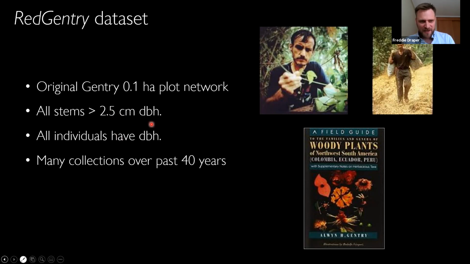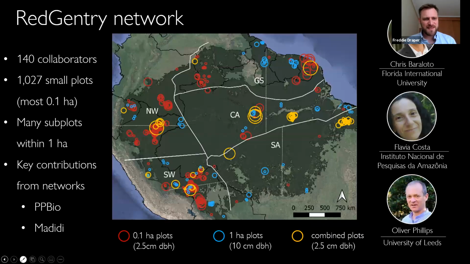But since these kinds of plots were established and he published this work, many people, including myself and all the collaborators in this work, had been establishing these kinds of forest plots where they included these small stemmed individuals. So in this study, we wanted to bring this together in a network of plots, and that's what we did. So this is really a collaborative process. There's 140 collaborators contributing this field data towards this study.